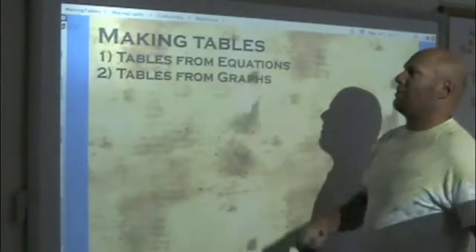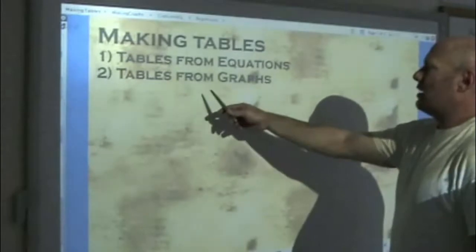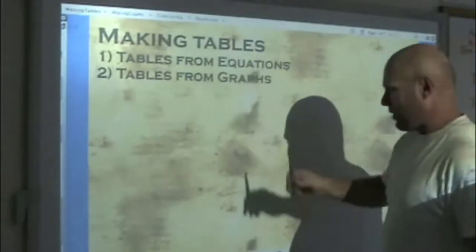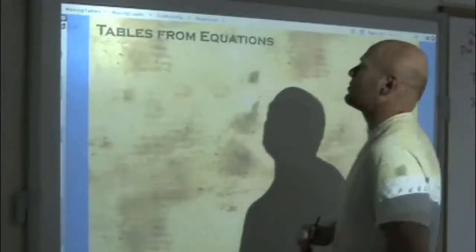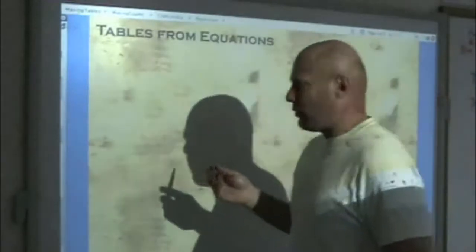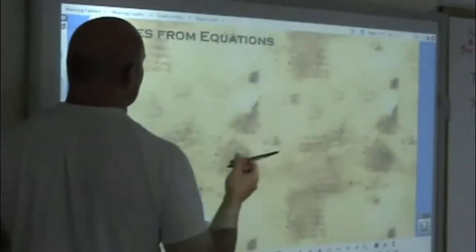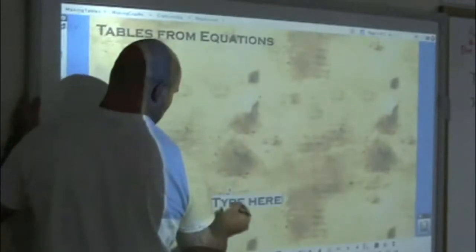Given an equation, how do we make a table? It's actually pretty easy. Given a graph, how do I make a table from there? All right, so tables from equations. Remember that whenever we deal with a linear equation, to make a table is pretty simple. So I'm going to break this into three categories.